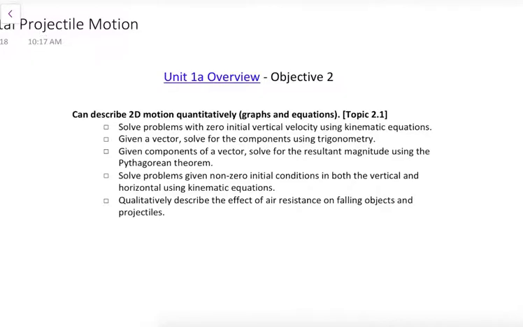Today, we are going to cover solving problems with zero initial vertical velocity using kinematic equations. We're going to cover, given a vector, solving for the components using trigonometry, and given a component of a vector, solving for the resultant magnitude using the Pythagorean theorem. That's what we're doing in this class today. And then next class, we'll deal with projectiles such as a football being kicked towards goalposts or something being thrown.